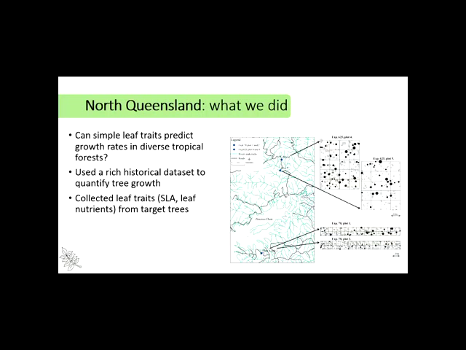Well, to answer that question, we used a really rich historical data set which dated back to the 1940s and 50s, and we used that data to get estimates of tree growth. And after that, we selected the trees that we wanted to go out and collect leaf traits for. You can see on the right-hand side a stem diagram of the plots we used in North Queensland, and the black dots are trees where we went out and collected leaf traits.